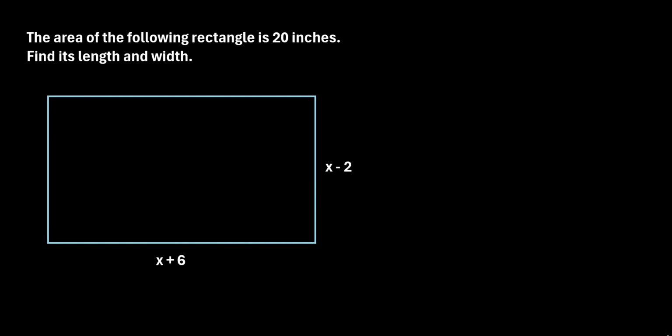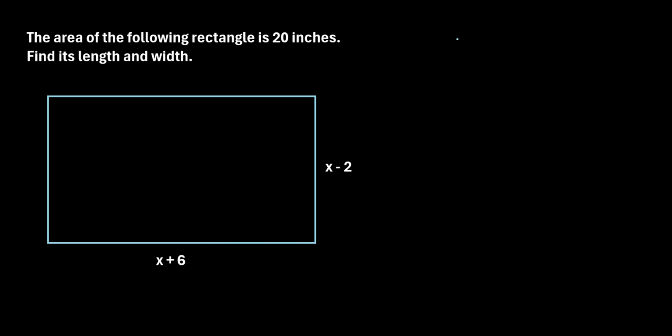This problem says the area of the following rectangle is 20 inches. Find its length and width. So we're told that the width of this rectangle is x minus 2, but we don't know what x is. We're also told that the length is x plus 6. So given this information, how can we find the length and the width?